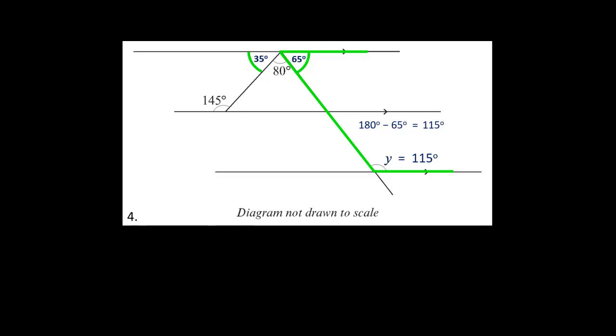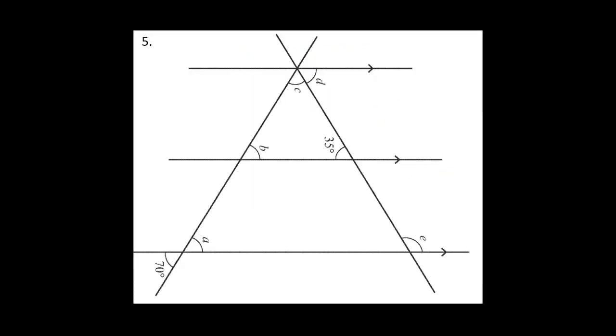Okay, let's have a look at number 5. Now I don't like it there on the side. What I'm going to do is turn it around. Notice we've got the arrows showing as parallel lines. Now we don't have to work them out in the order A, B, C, D, E, but it generally works out that that's the easiest way of doing it.